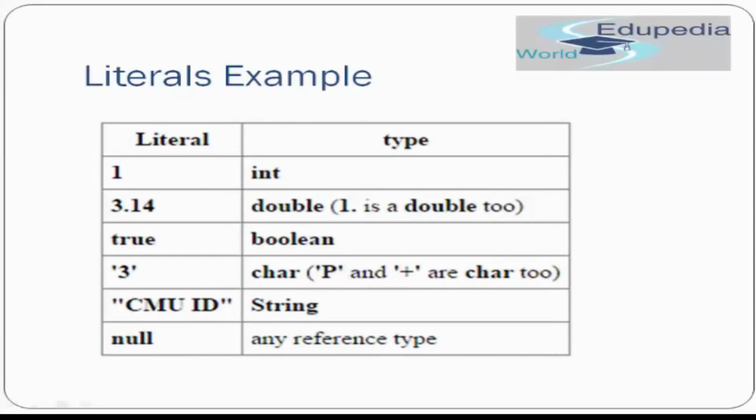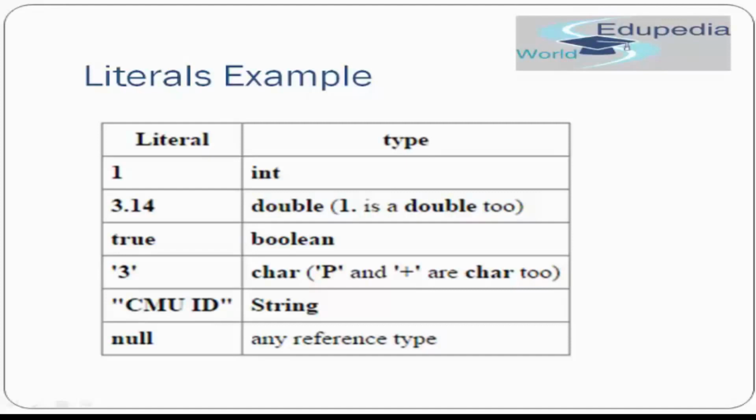So this is an example of literals. It is stating the type of literal, that is int, and the example given for the int type of literal is 1. Then other is double. So 3.14 is a double. Then boolean, the value is true. And then we have char. In char, you can see the literal value that we are giving is 3 in single quotes. So for char, just make sure everything has to be in single quotes. If it's in single quotes, then it will become a char literal.